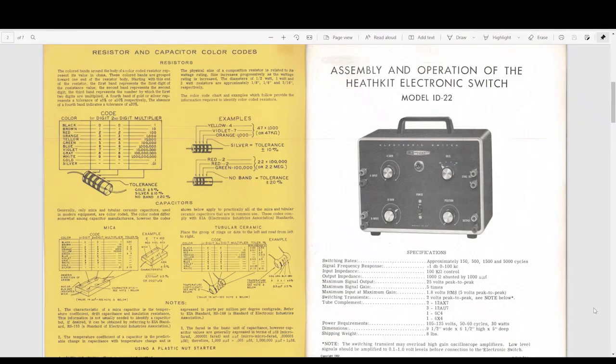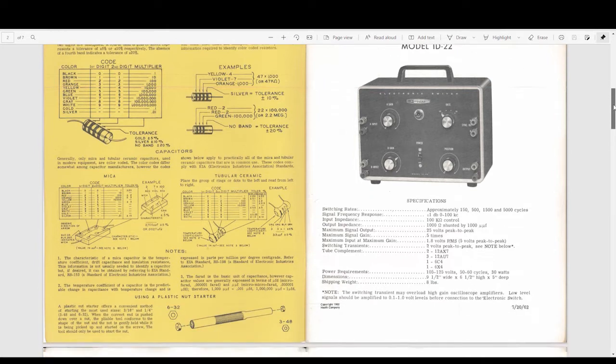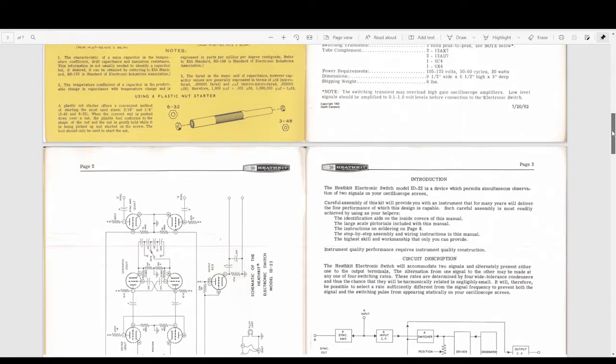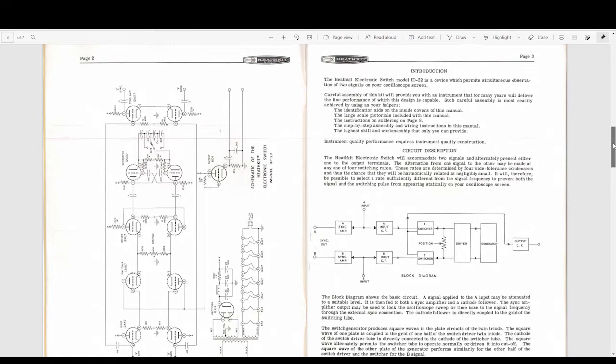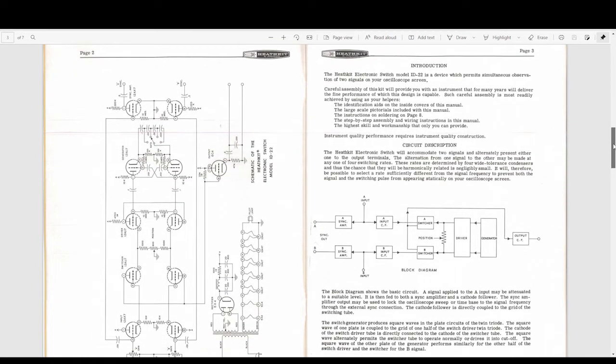Heathkit actually made a device similar to this. They called it an electronic switch. I'm showing the tube-based ID22 here just for reference. They had several models over the years, including transistor-based units. Its intended purpose was to allow viewing of two signals simultaneously on a single trace oscilloscope. It wasn't a true switch, meaning the two signals were fed into an amplifier and a DC offset could be superimposed, but it certainly used the persistence of vision effect to give the user the appearance of a dual trace scope.